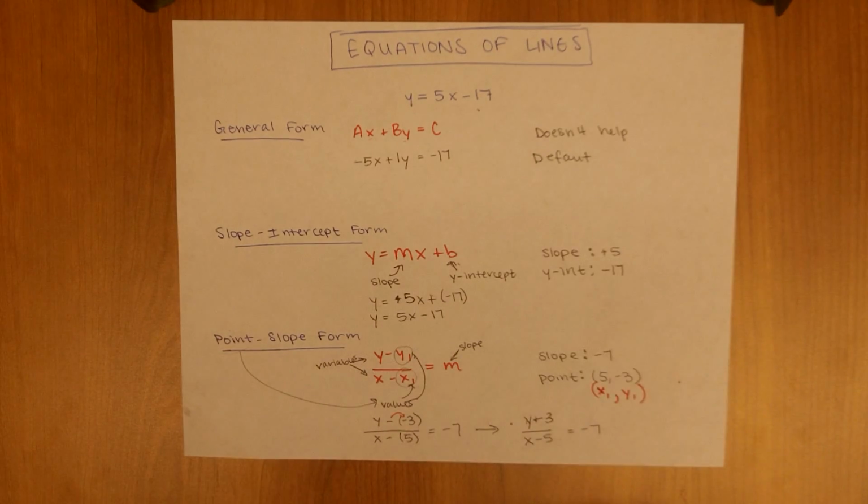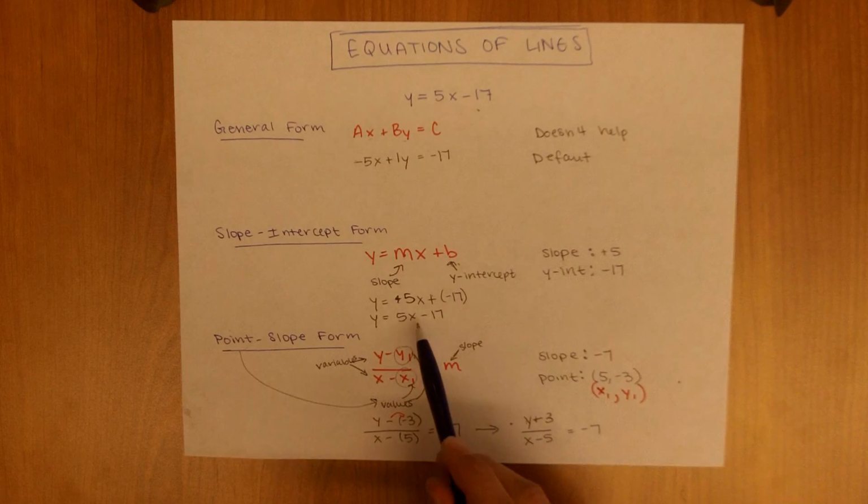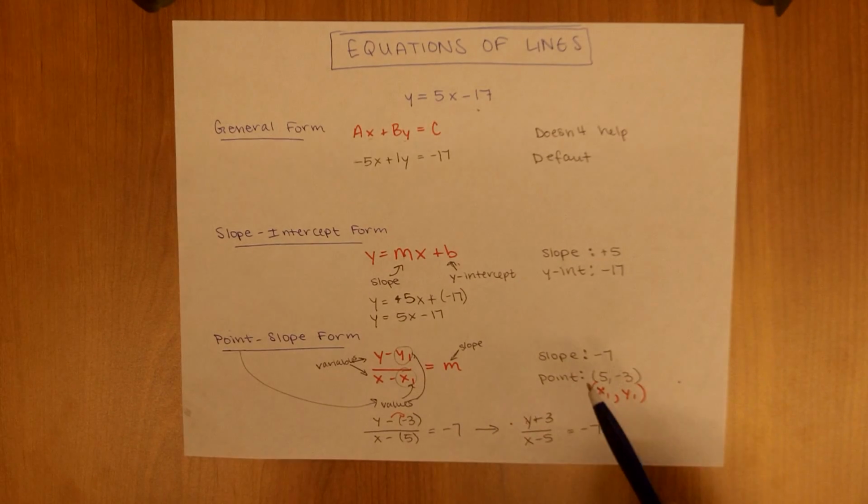So looking back at all three of these forms, you have the general form, which is just a default. You have the slope-intercept form, so that if you're given a slope and a y-intercept, you can generate an equation. And then, if you have the point-slope form, if you have a point and you have the slope, you can still generate an equation.